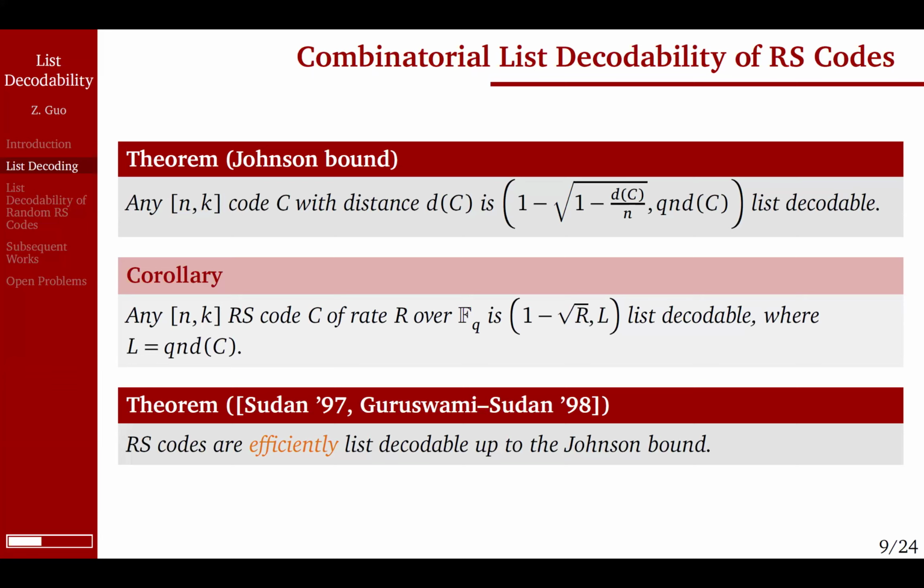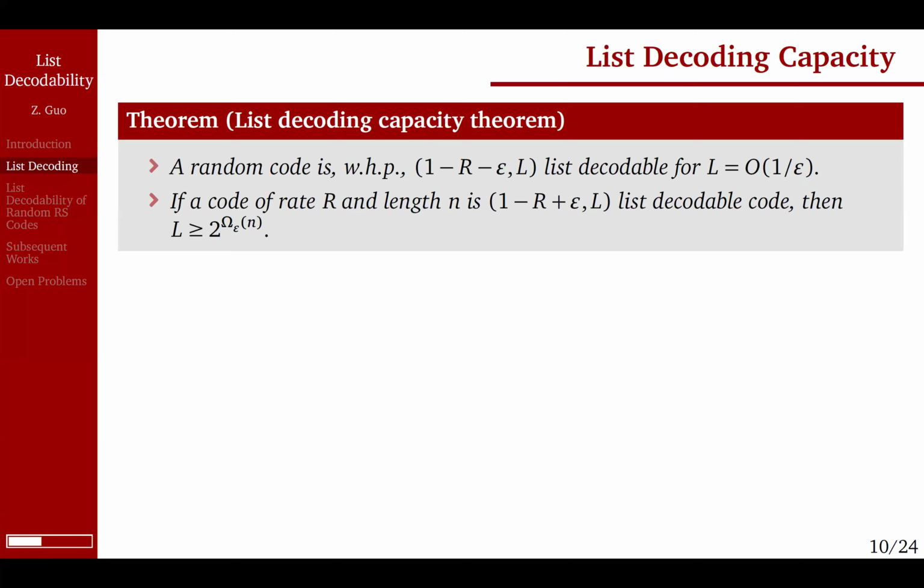Sudan, just to mention this very influential result, gave an algorithm to do this efficiently. But one very important, interesting question is, can we go beyond Johnson? We've got the Reed-Solomon code. What's the best we can hope for?